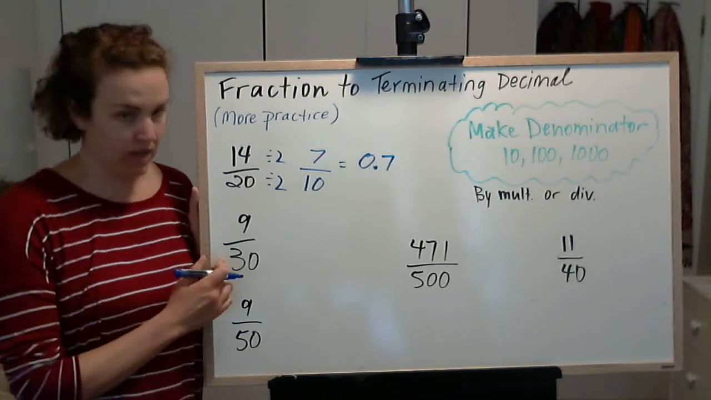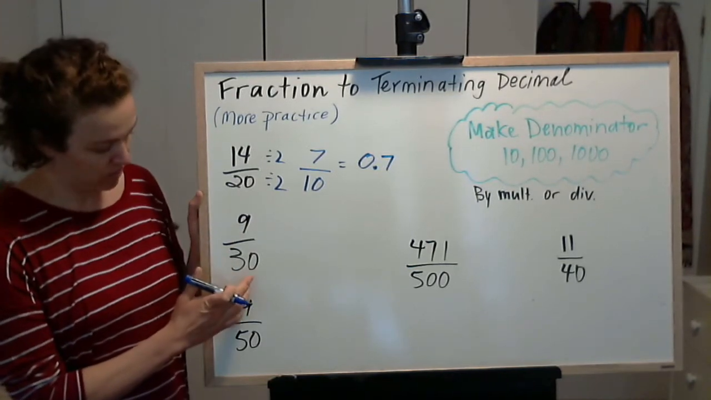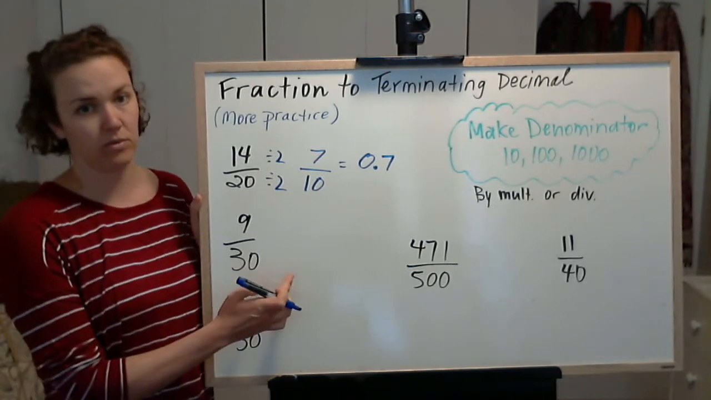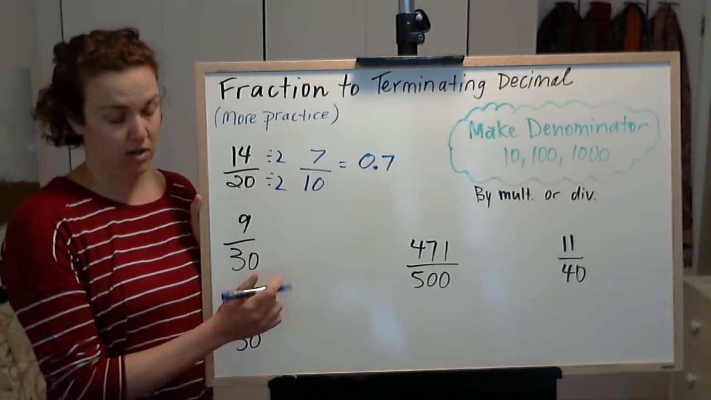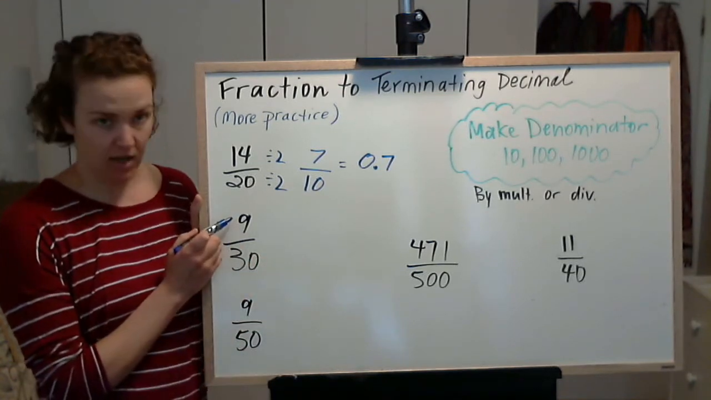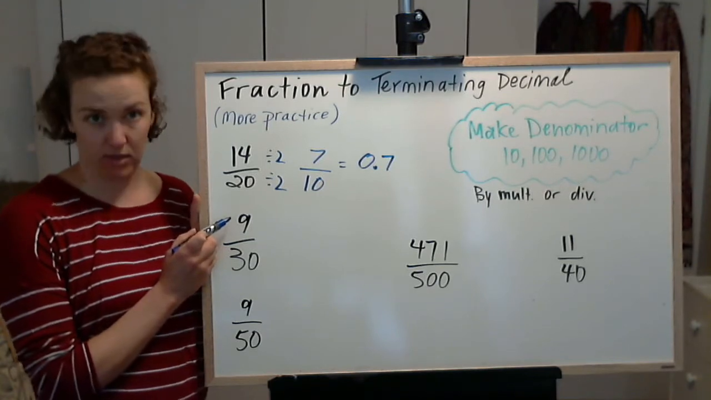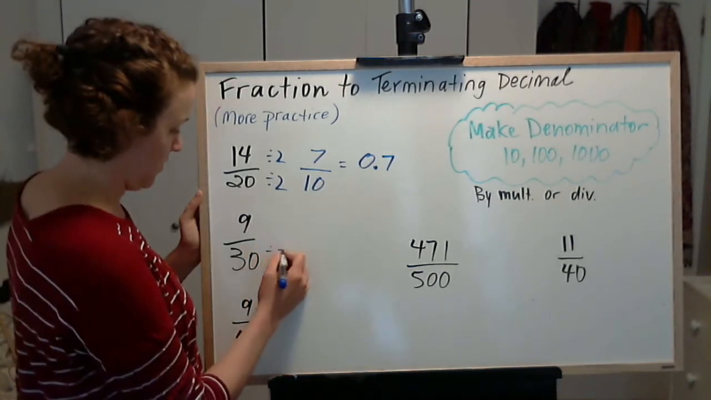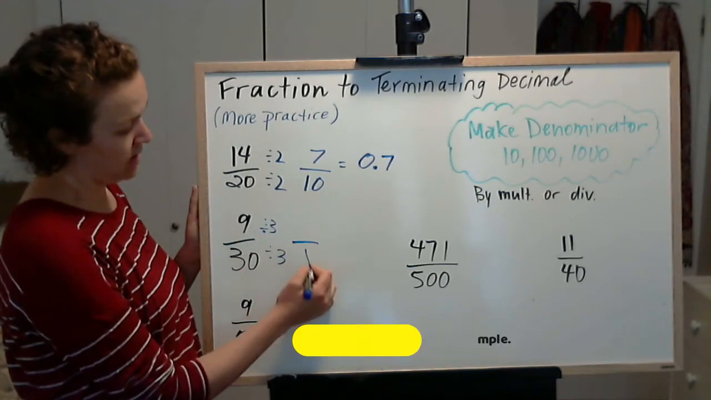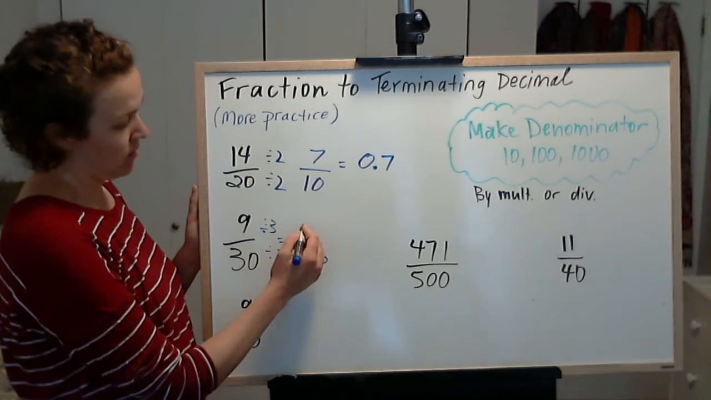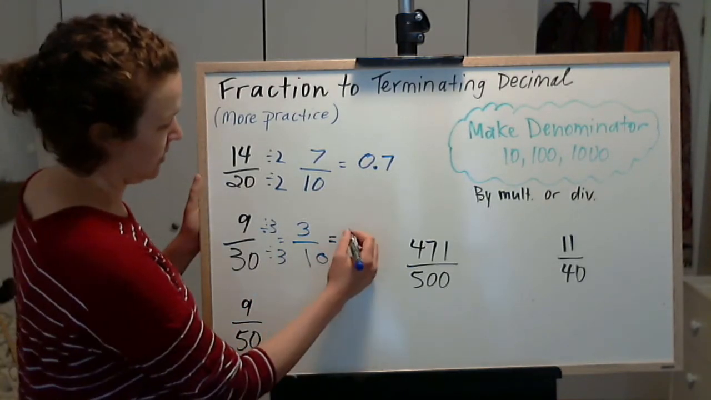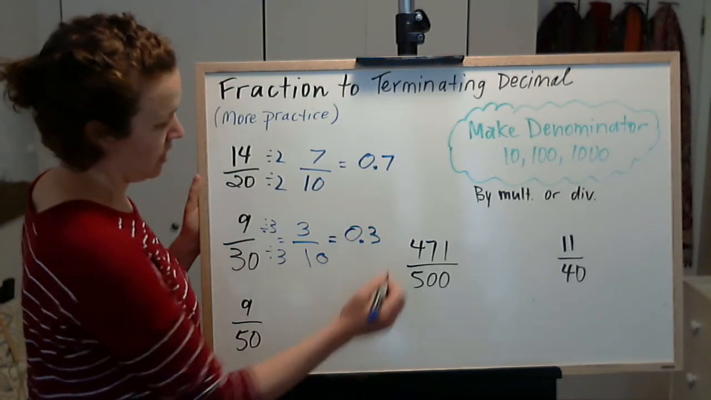What about 9/30ths? I either want to go from 30 to 10 or 30 to 100. If I go from 30 to 10, I'm dividing by 3. Can I divide the top by 3? Yes, so that works. So top and bottom divide by 3. 30 divided by 3 is 10. 9 divided by 3 is 3. And this is 3/10, which is written 0.3.